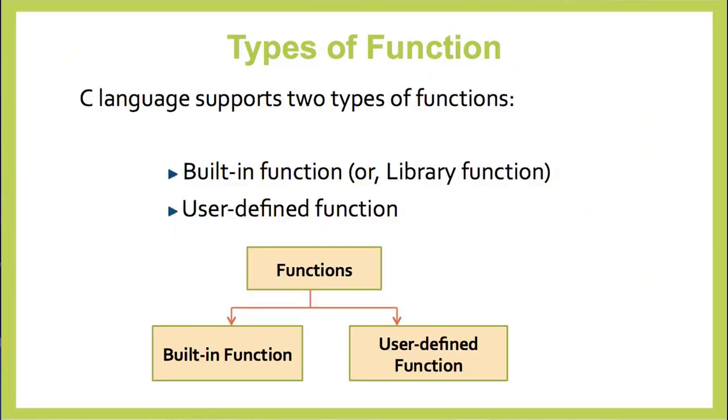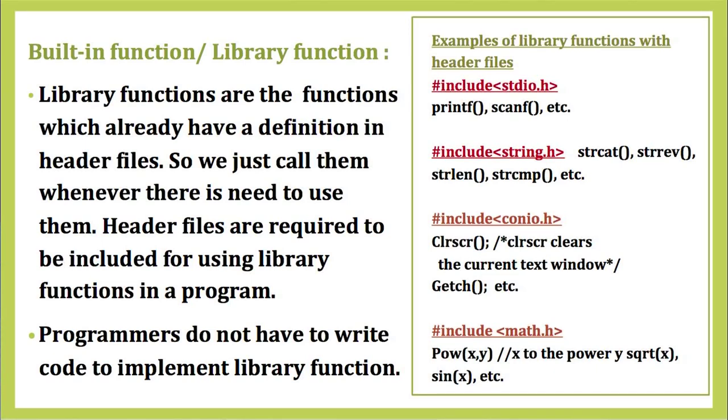In C programming, there are mainly two kinds of functions. One is built-in function and the other is user-defined function. Built-in function is also known as library functions. Now, what is a built-in function or library function? Library functions are the functions which already have a definition in header files. So, we just call them whenever there is a need to use them.